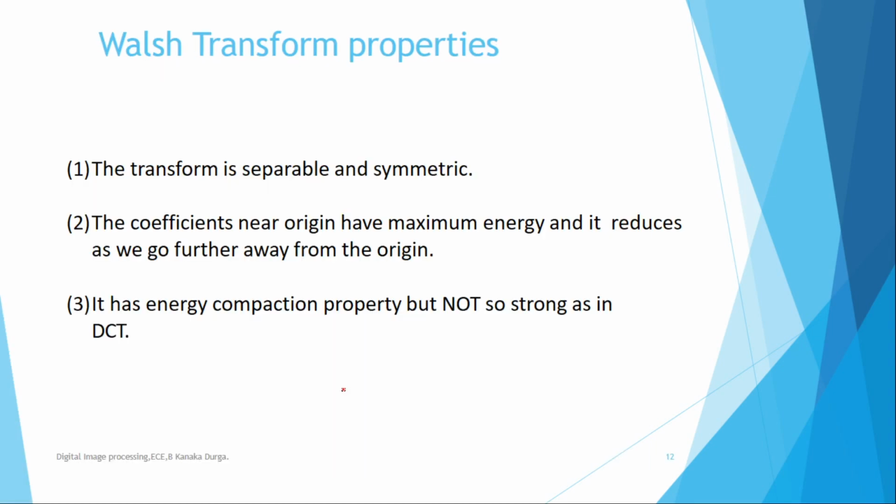The Walsh transform has the property of being separable, nothing but I can apply the Walsh transformation first on rows and second on columns, or else first on columns and second on rows. And we have already observed that the coefficients have the maximum energy at the origin. When you move further away from the origin, the values decrease, and it is compressing the values when compared from the time domain to the frequency domain. It reduces the number of occurrences of values in the frequency domain. So the energy compaction property is there for the Walsh transformation, but not as strong as the discrete cosine transformation.